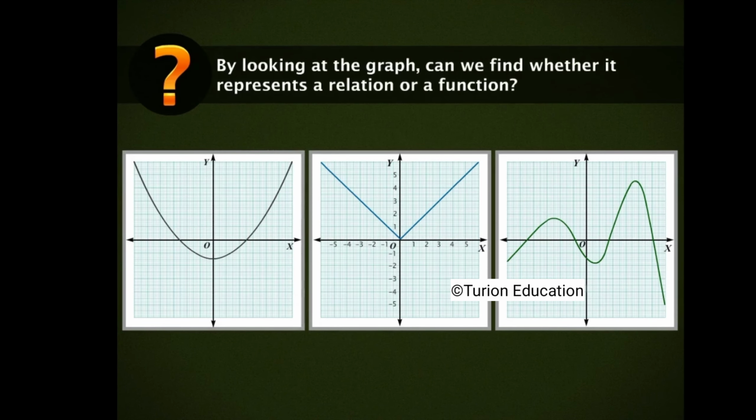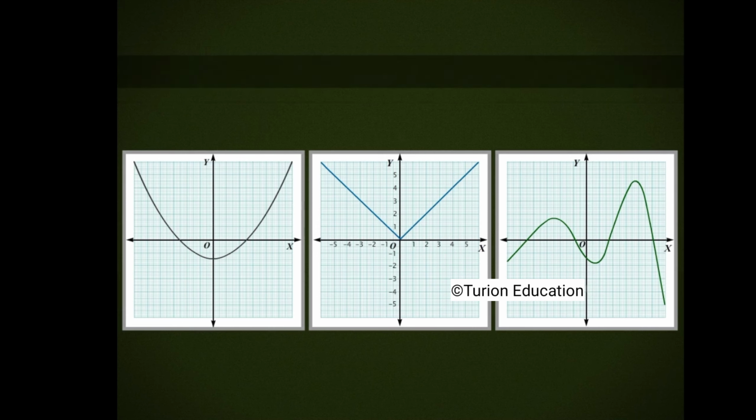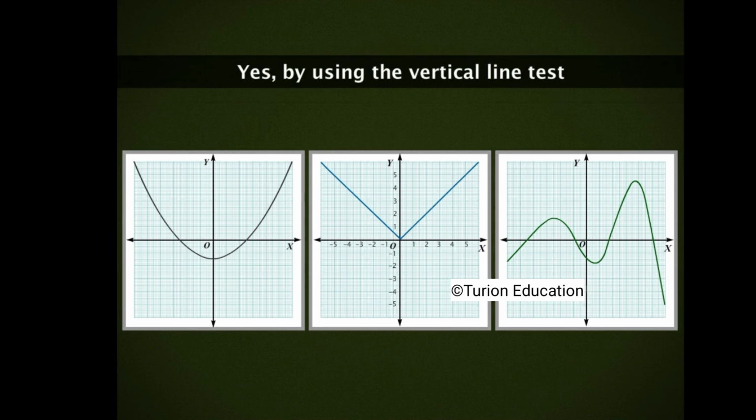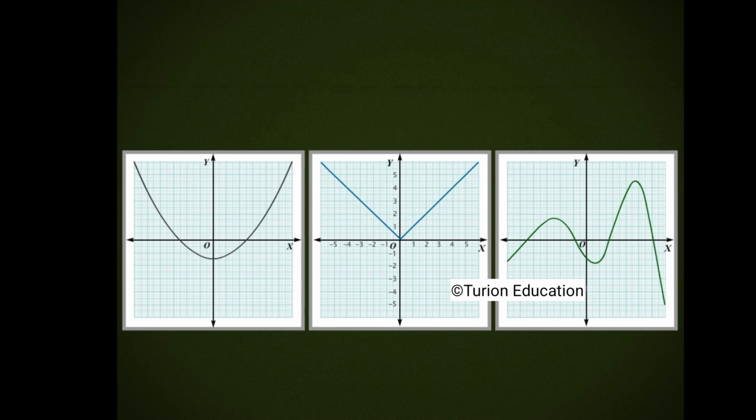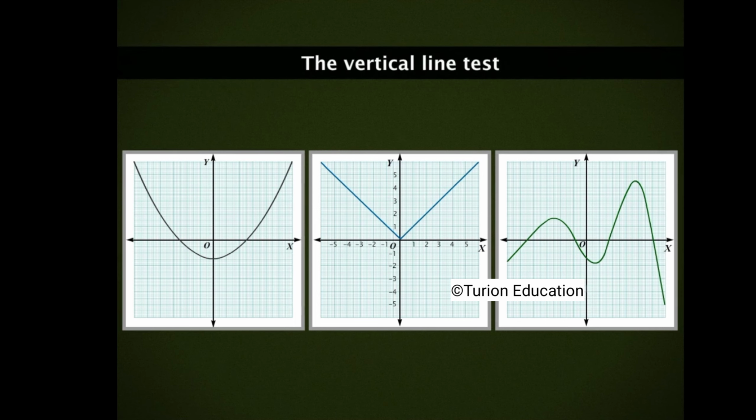Just by looking at the graph, can we find whether it represents a relation or a function? As a matter of fact, there is such a method. It is called the vertical line test. For the vertical line test, we take a vertical line and place it on the graph. If the graph is a function, then no matter where on the graph you place the vertical line, the graph should only cross the vertical line once.